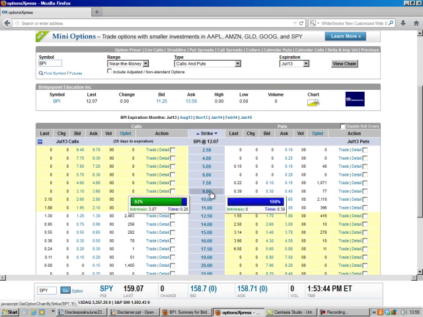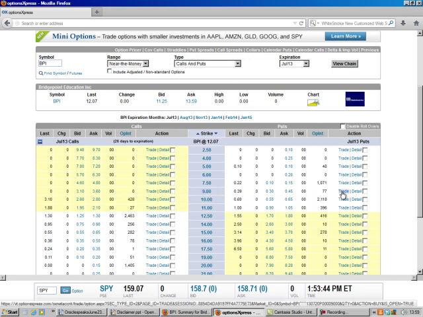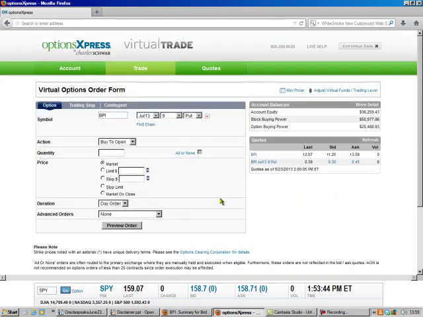Even though the time value, if you look at the blue line on the right where it says time, 38, that's how much time value there is. And the puts are on the right, so this is where we sell our puts. So we go across right here to where it says trade. And I like to hit it there because it fills in everything for me.